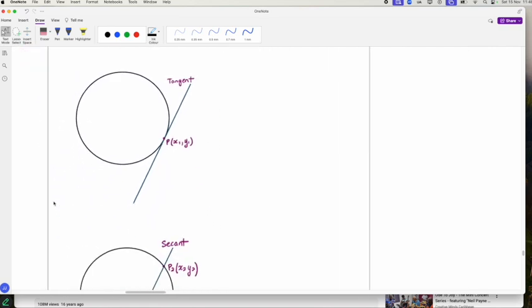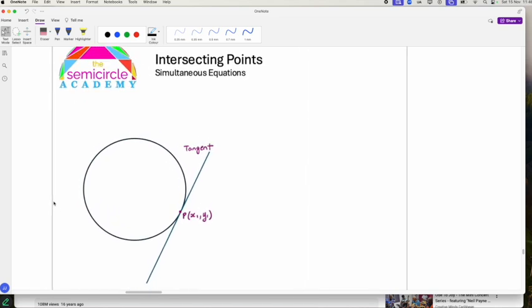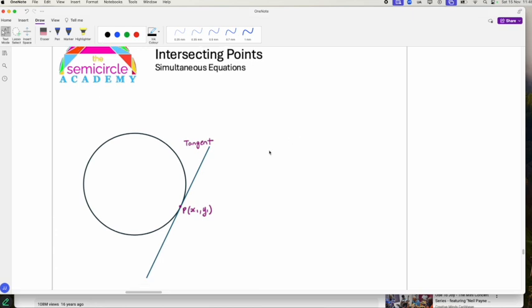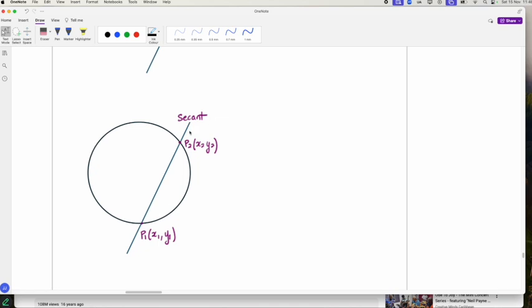Last thing. We have the intersecting points. In other words, simultaneous equations. Yay! A tangent meets the circle at one point P, the point P being (x1, y1). A secant will meet the circle at two points. So it's actually cutting the circle. And these are the points P1 and P2.